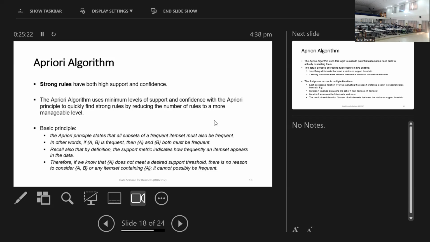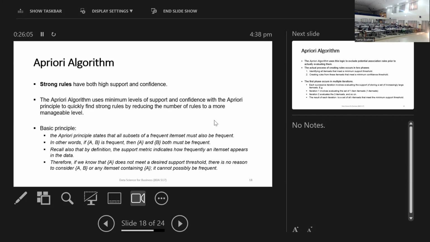Any subset of a frequent itemset must also be frequent. In other words, if A and B together are frequent, then A alone and B alone should also be frequent. So based on this, if we set a support threshold and A does not meet it, then any itemset that involves A, the Apriori algorithm will ignore, because A is not frequent.